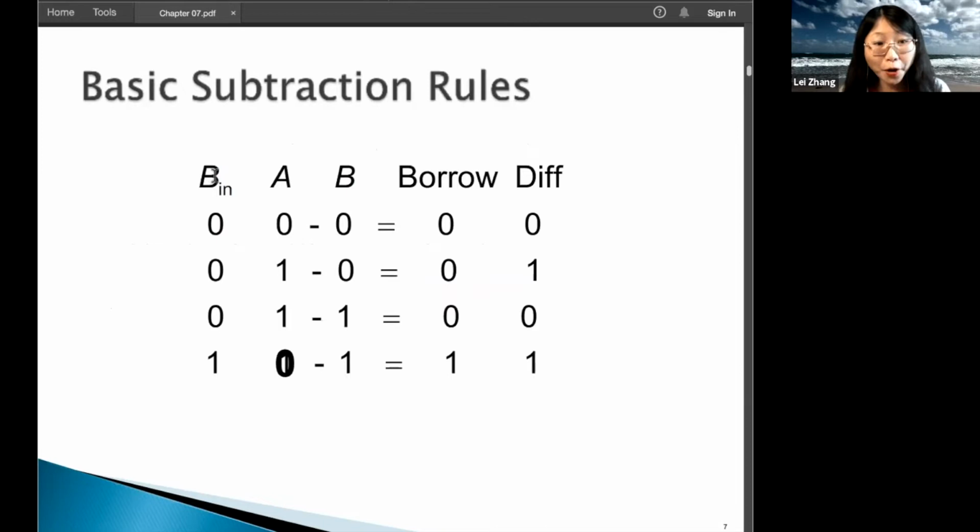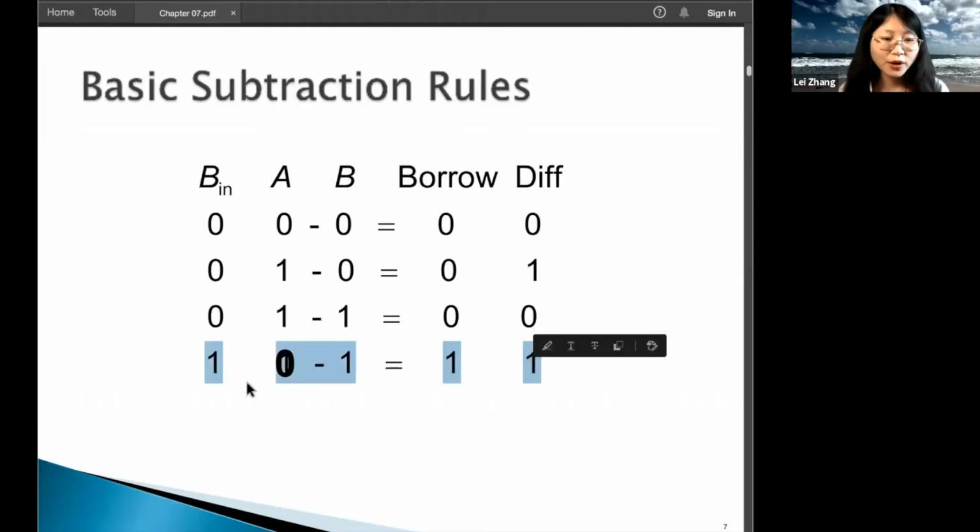We have this borrow bit in, borrow in. 0 minus 0, obviously, is 0, so the borrow bit is 0 and the difference is 0. And 1 minus 0 with 0 borrow in, the result is 1, so the borrow bit is 0. 1 minus 1 is also simple: the difference is 0. So in the last row, we have 0 minus 1.